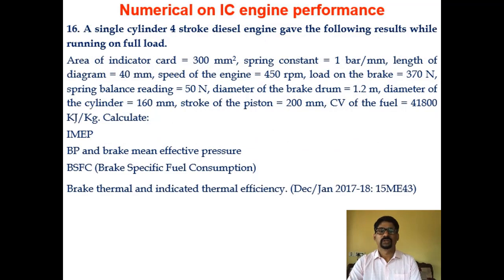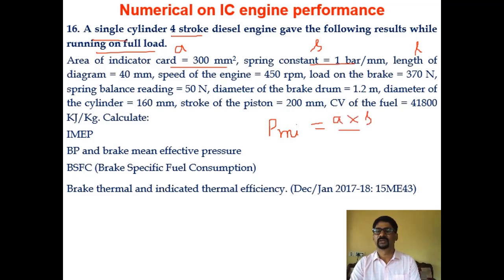Now coming to this question: a single cylinder, 4-stroke engine, make a note of these things, gave the following results while running at full load. Area of the indicator card, very important, this is small a, so this is a problem on the indicator diagram. Spring constant is 1 bar per millimeter, small s. Length of the diagram L is 40 millimeter. So here a is 300 millimeter square, s is 1 bar per millimeter, L is 40 millimeter. Let everything be in the given unit itself, so that you can calculate PMI. You have the formula when you are using an indicator diagram, A into S by L.